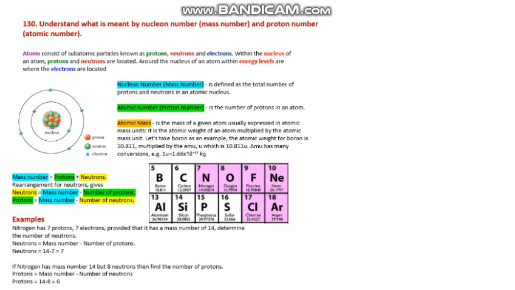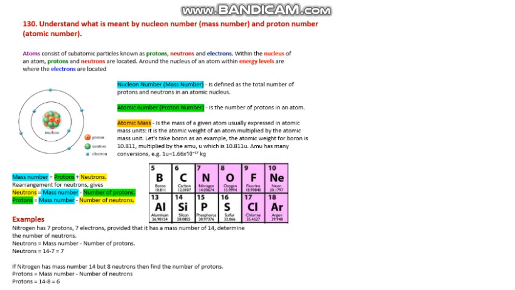Now, since we've looked at the definition for both nucleon number and atomic number, we can put them into word equations, making it easier for us to understand. So the mass number is equal to the number of protons plus the number of neutrons. Now, if we would like to rearrange to obtain the number of neutrons, that's then equal to the mass number subtracted by the number of protons. Similarly, to obtain the number of protons, we just rearrange that equation again to give us the mass number subtracted by the number of neutrons.